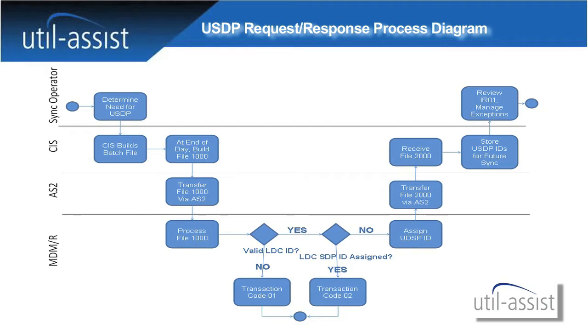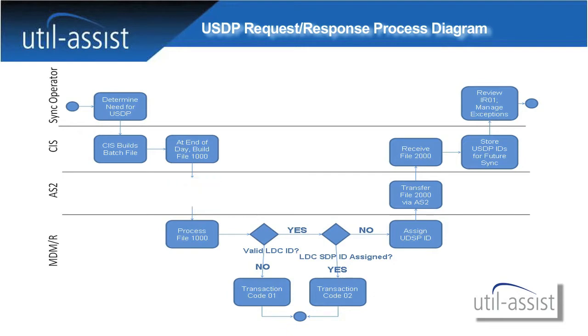Cutover is a big bang approach. A sync operator would trigger the process. The CIS system then would build a batch file. This batch file in the specs is referred to as file 1000. So this box is saying, at the end of the day, build a file 1000. End of the day is kind of a timing reference, and this will be determined by your business process.